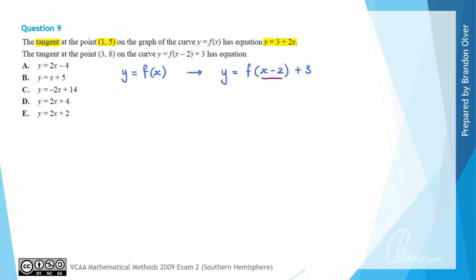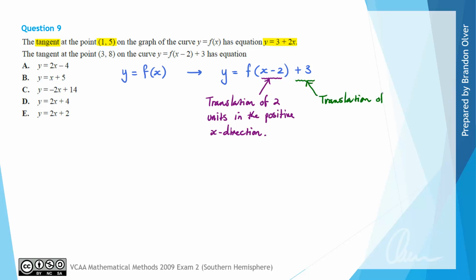So the x subtract 2 just here is a translation of 2 units in the positive x direction. The plus 3 at the end here we can interpret as a translation of 3 units in the positive y direction. Now the question has been created so that the transformation that takes (1, 5) to the point (3, 8) actually follows the same transformations.